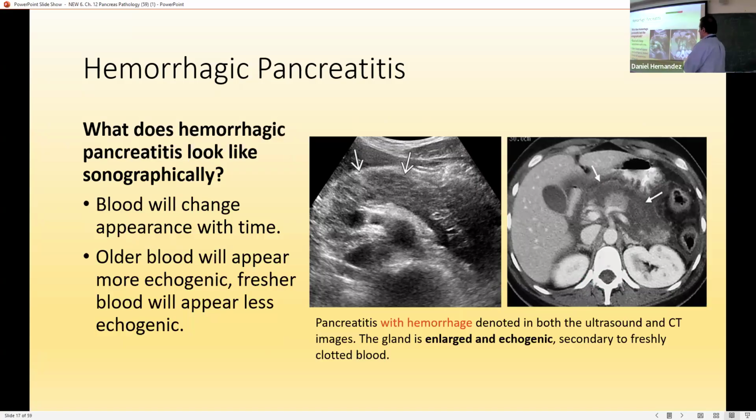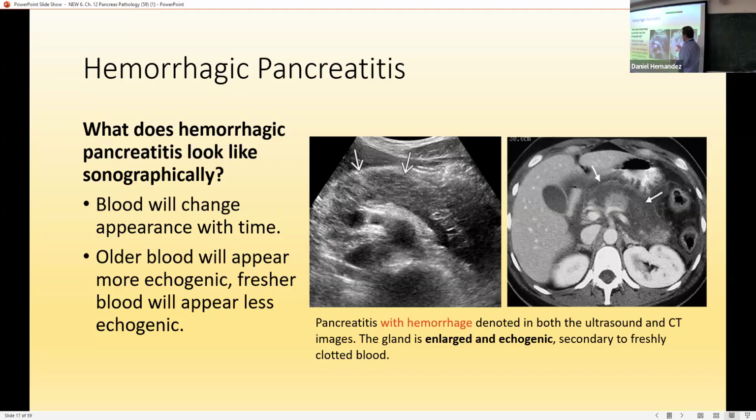So in terms of hemorrhagic pancreatitis, since it's blood, the characteristics of the hemorrhage will change over time. Older clots will appear more echogenic. Fresher blood will appear less echogenic, more anechoic or hypoechoic. Same as with our DVT clots, older clots are brighter, younger clots are more fresh.